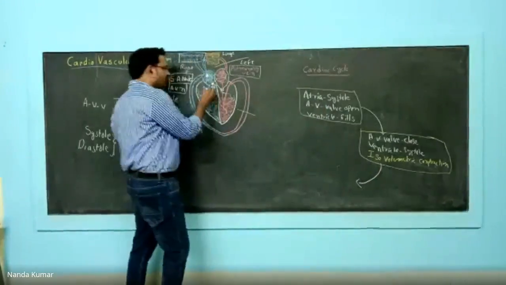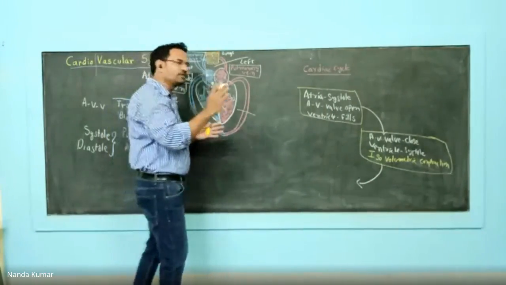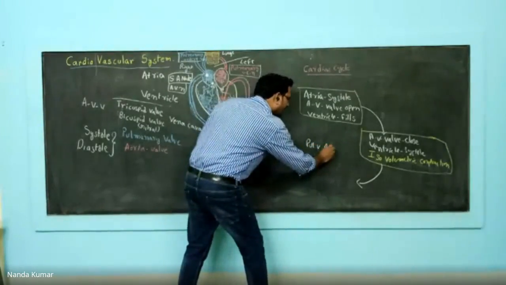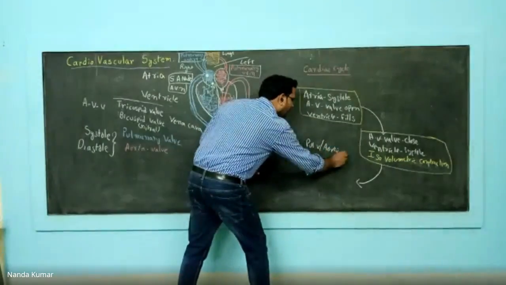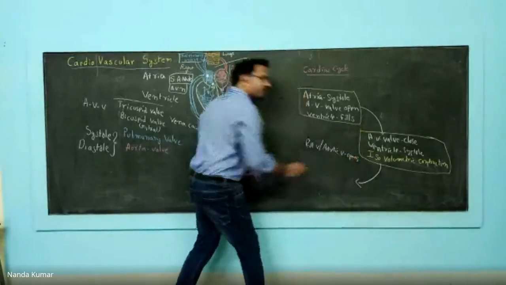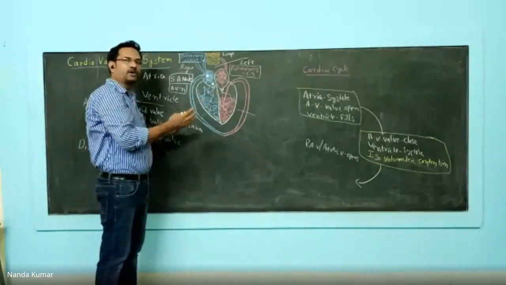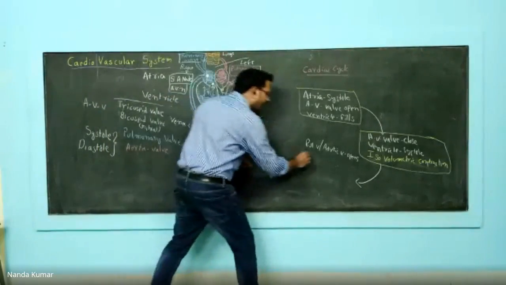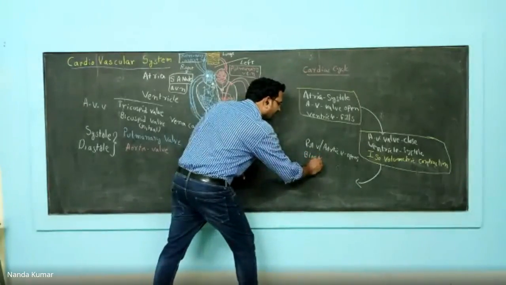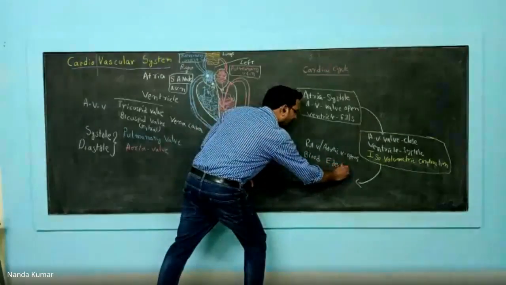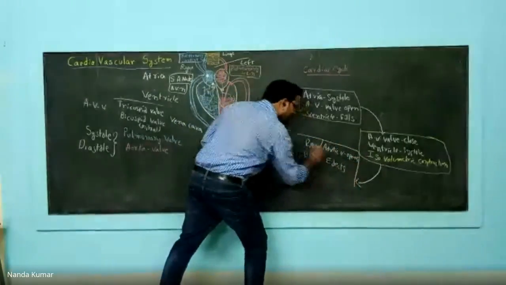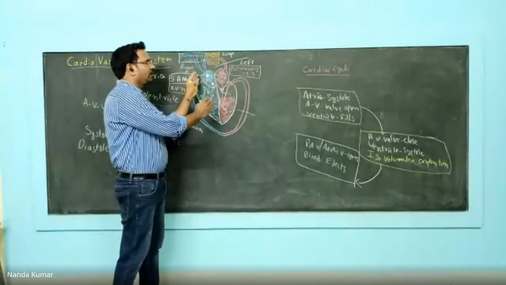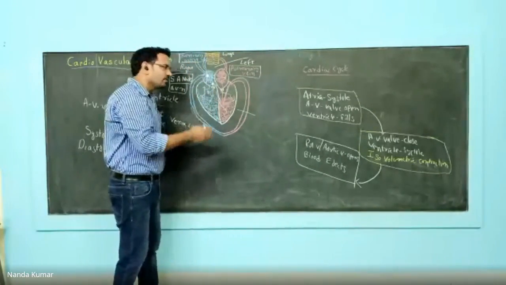Now, immediately after that, the pulmonary valve and aortic valve, both of them will open. What happens when both the valves are open? Because of this contraction, blood will be ejected out of the heart. So blood ejects out of the heart. This is the next phase. Now blood has reached the lungs, as well as the aorta. What happens after that?